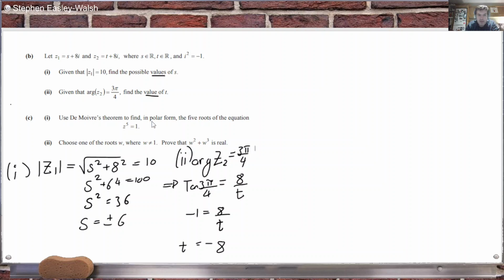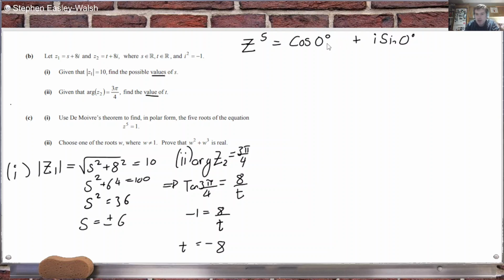Use de Moivre's theorem to find in polar form the 5 roots of Z to the 5 equals 1. So we write the number 1 in polar form, which is extremely easy to do. It's just going to be cos 0 degrees plus i sine 0 degrees. Cos of 0 plus i sine of 0. That's 1 in polar form. It's kind of worth remembering that.